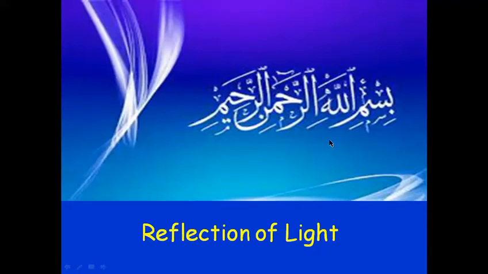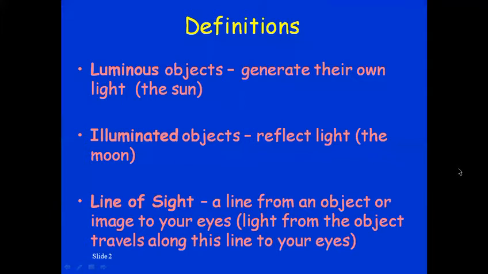These are the definitions of different things. The first thing is the luminous object. Luminous objects are those which generate their own light. For example, the sun, the bulb, the tube light, the candle, the fire. These are all actually luminous objects.